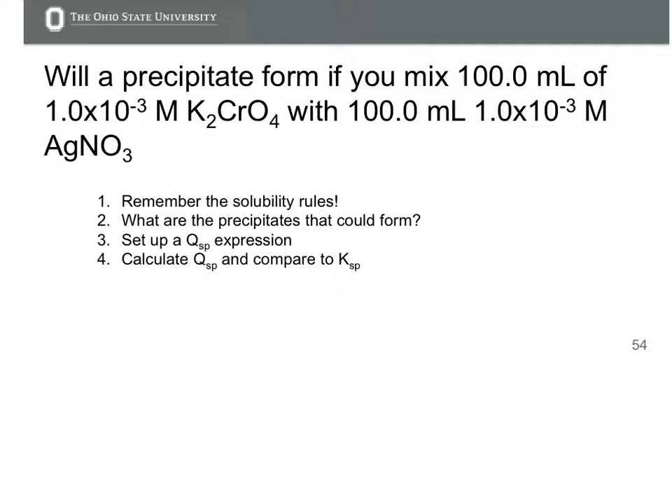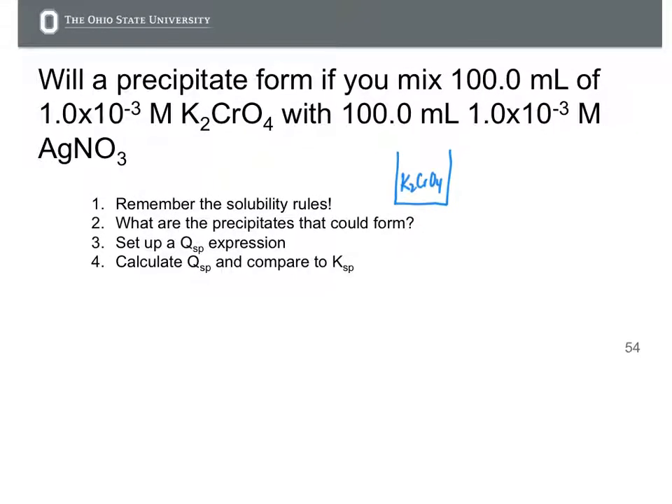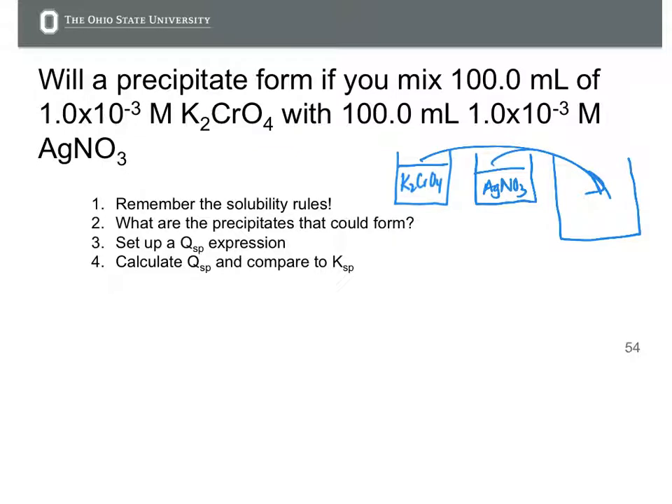Okay, so I want you to picture what's going to happen. So we're going to have, here's a beaker of our potassium chromate. And here's a beaker of our silver nitrate. And here's a bigger beaker, and we're going to mix these two together. Okay? So in goes the potassium chromate, in goes the silver nitrate. Now we've got a beaker full of stuff.